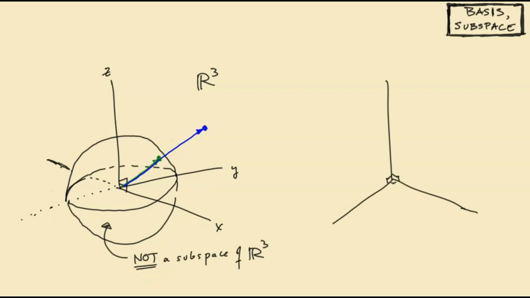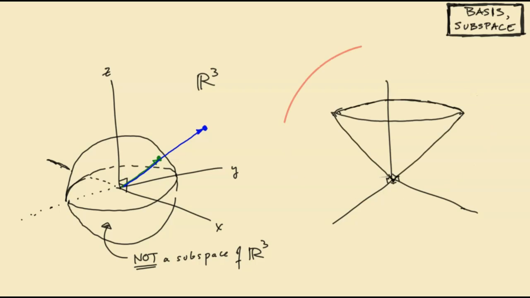Well, let's try again. How about a cone in R3 whose tip is at the origin and which opens upward? And you have to imagine this cone is infinite in extent. There's only so much I can draw on the page, of course. It just goes on up forever. It's a perfectly good chunk of R3, but is it a subspace? Can we do the basic operations of linear algebra there? Can we add and scale vectors?